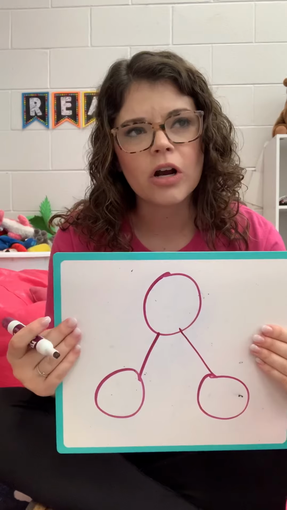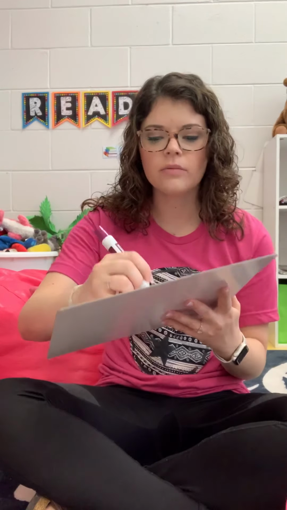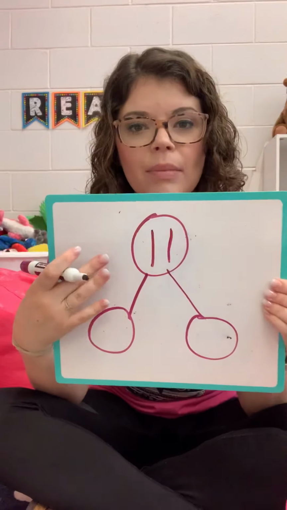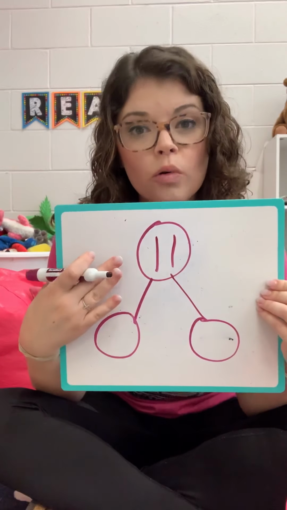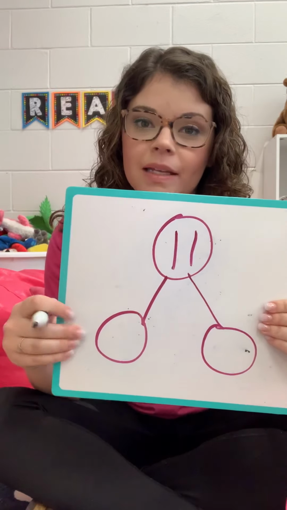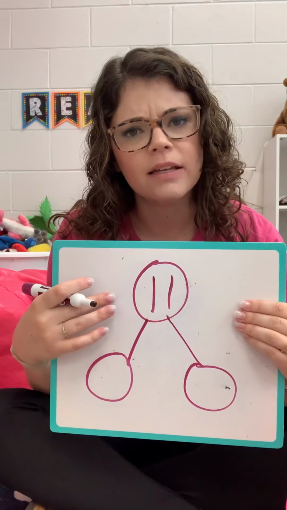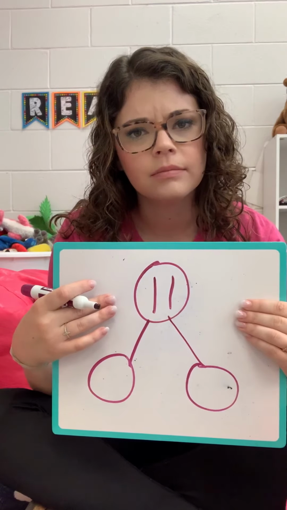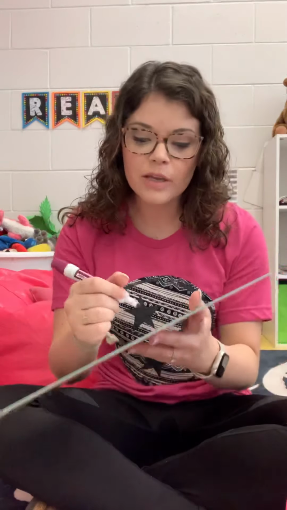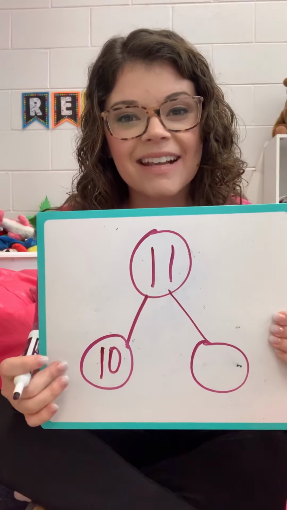I'm going to start with the number 11. So I'm going to write 11 in the top box because that is the total. Now, we need to break this up into its group of 10 and extra ones. Boys and girls, how many groups of 10 are in the number 11? Great job. There's only one group of 10. So I'm going to put a group of 10 down here.